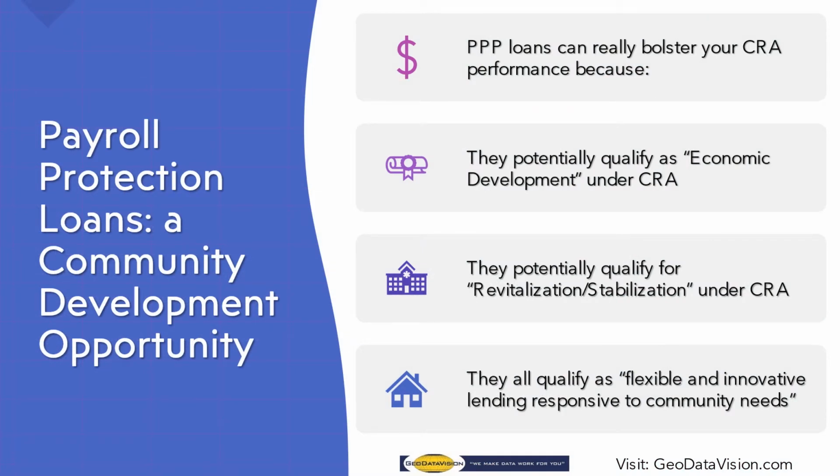PPP loans can really bolster your CRA performance because, first, they potentially qualify as economic development under CRA. Second, they potentially qualify for the revitalization stabilization community development definition under CRA, and they all qualify as flexible and innovative lending responsive to community needs, as well as complex lending under community development. This means these loans all have a significant potential to affect your bank's performance under CRA and benefit your bank.